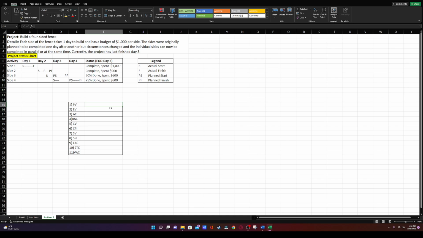Okay, so let's go ahead and calculate the plan value. Well, plan value is still going to be the same, right? At day 3, we still thought we would have $3,000 worth of work done, right? We expect three sides that are $1,000 each to be completed. Our earned value is going to be our actual completion rates of each side times the value of each side, right? So $1,000 here, $1,000 there, $500 there, and $750. So our earned value is actually going to be $3,250.